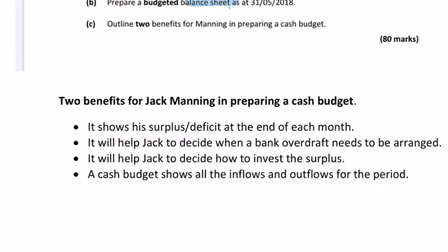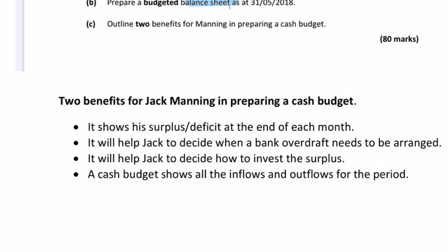Part C of that question then, for 5 marks, asks us to outline 2 benefits for Manning in preparing a cash budget. So what are the benefits of preparing a cash budget? Well, first of all, it shows his surplus and deficit at the end of each month, so he can identify areas where he might have financial trouble with money. It would help Jack to decide when a bank overdraft needs to be arranged. So he'll see, okay, well, I need to access my bank overdraft in this question for February and April because I'm going to have a minus net cash.